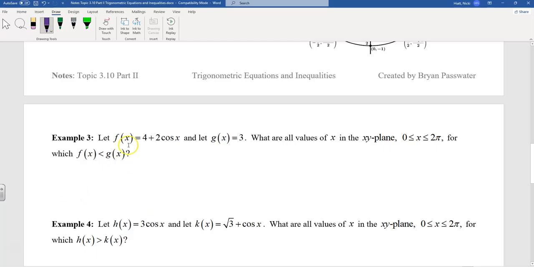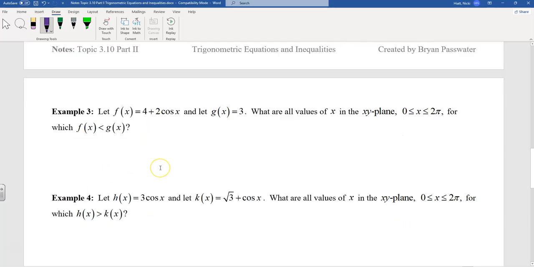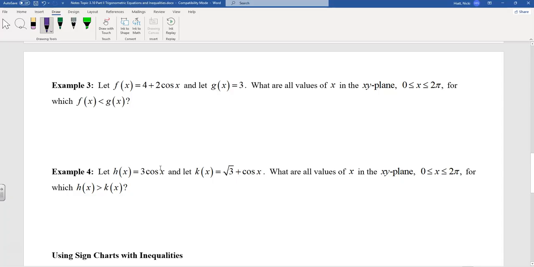So if we've got, for example, f of x equals 4 plus 2 cosine x and g of x equals 3. What are the values of x in the xy plane from 0 to 2 pi for which f of x is less than g of x? So you really just need to take f of x and g of x and plug those into this statement right here. So we'll have 4 plus 2 cosine x is less than 3.